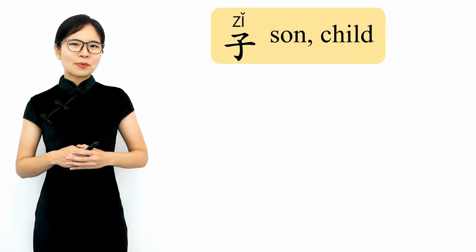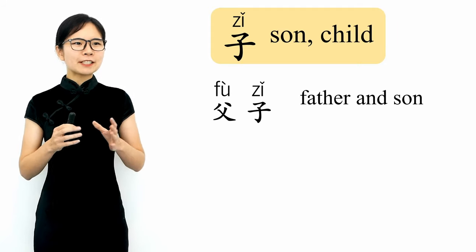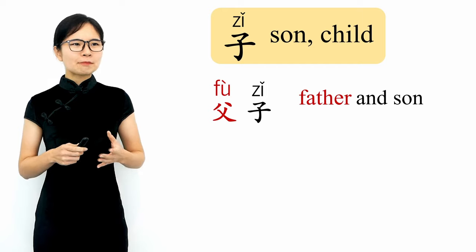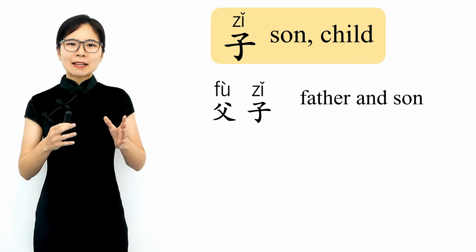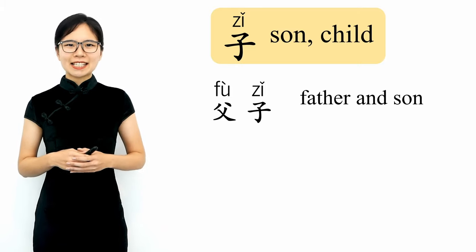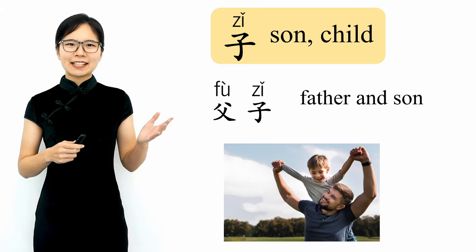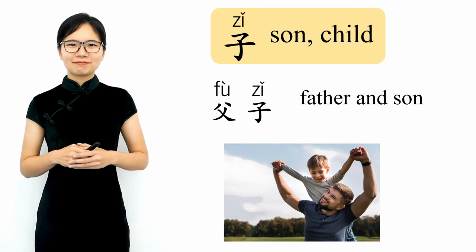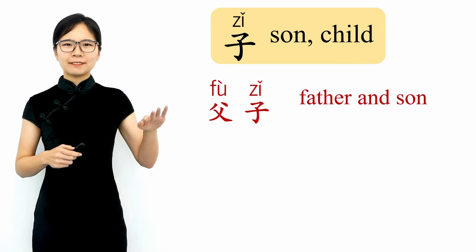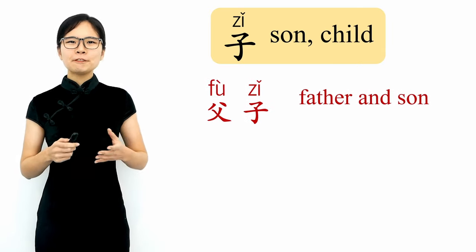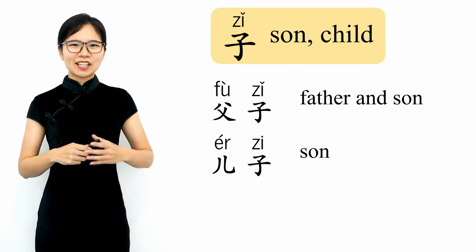Here are some example words that use the character 子. First is 父子. 父 means father, and 子 means son. This word can be used to describe a relationship. For example, 他们是父子. They are father and son. Please repeat after me. 父子, 父子, father and son.